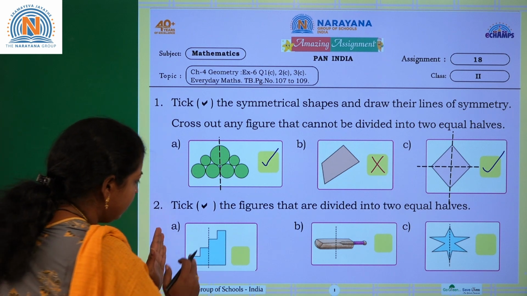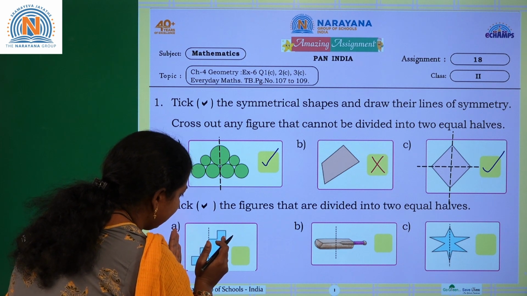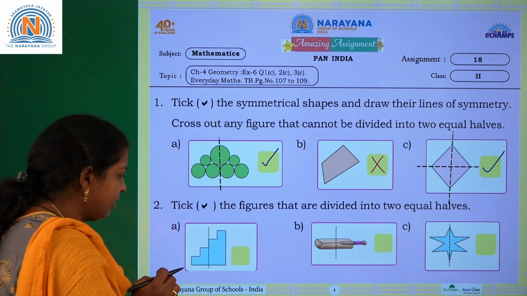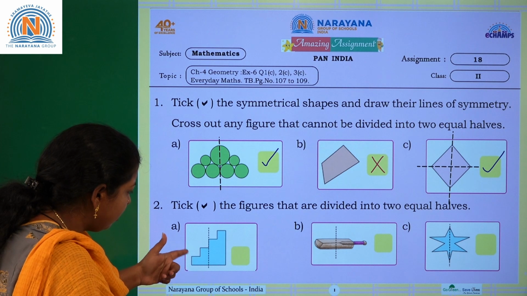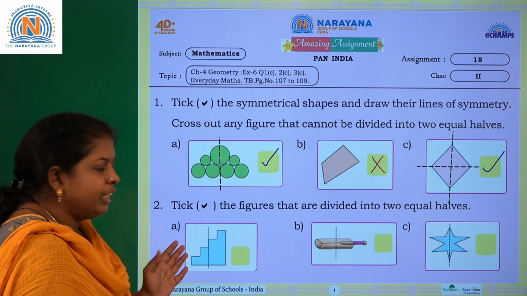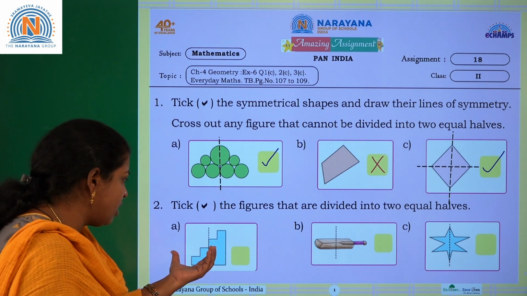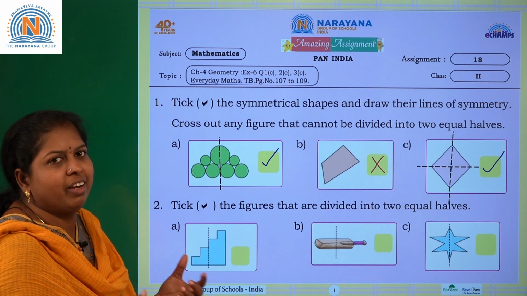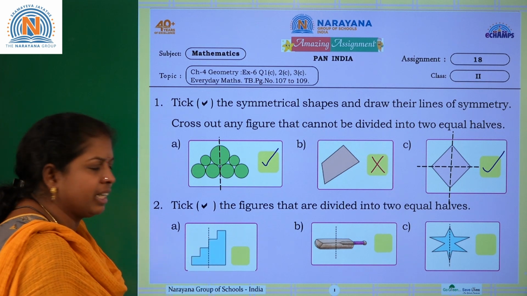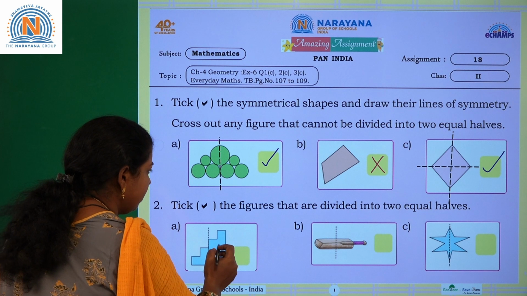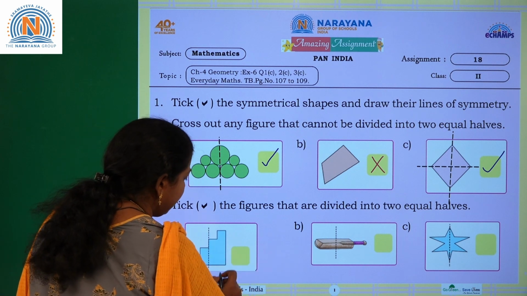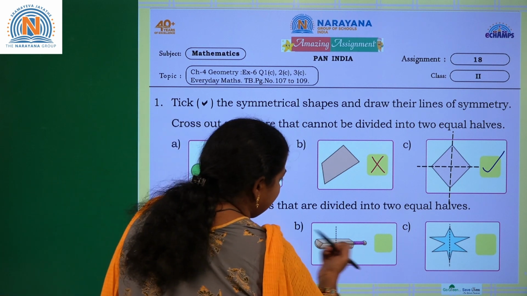Because there is no symmetrical line for this figure. By dividing with this line, you are not able to see two equal halves. This figure is not divided into two equal halves by dividing with this symmetrical line. So this is not a symmetrical figure, right? Let us go to the second one.